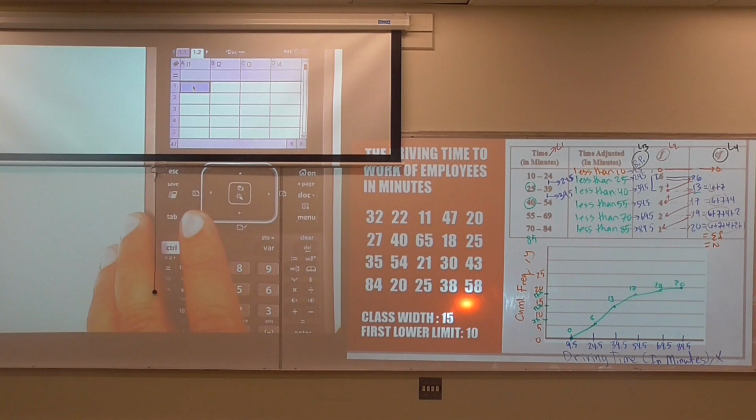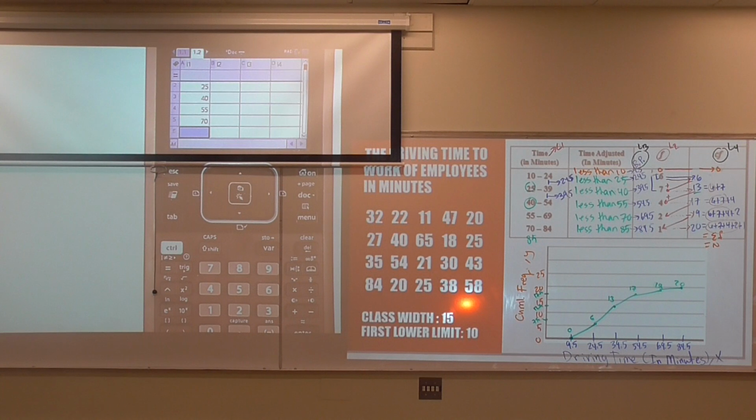So let me just put what's supposed to be in here. The lower limits: 10, enter, 25, enter, supposed to be 40, enter, 55, enter, 70. The lower limit of the corresponding intervals. And then the frequencies that correspond with the intervals go to list 2. And now it's going to do what I want to do. So 6, enter, 7, oops, that's not what happened, escape. 7, enter, 4, enter, 2, enter, 1, enter.